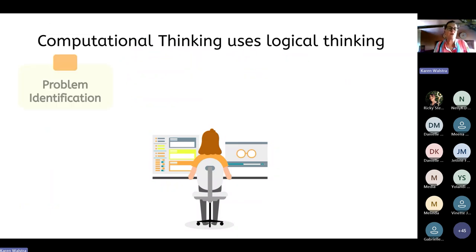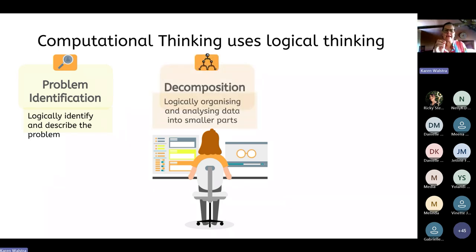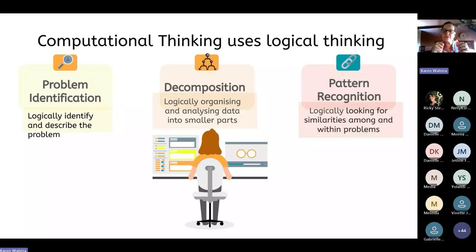So if we think about problem solving, what we need to do is logically identify and describe the problem. The children need to look at the problem and think about what they've seen and work out what it is. From a decomposition point of view, they need to logically organize and analyze the data into smaller parts. So again, really thinking logically in terms of how do we break this down in terms of what they've been given. From a pattern recognition point of view, they will logically look for the similarities among and within the problems. So teaching them to understand, finding the pattern and where it is and how it works within that space.